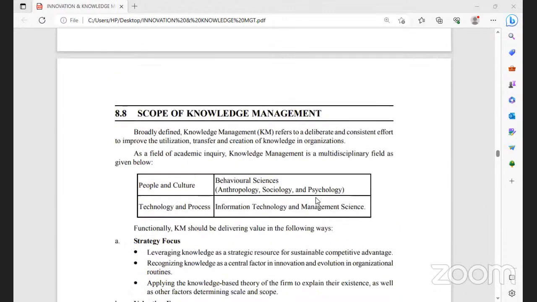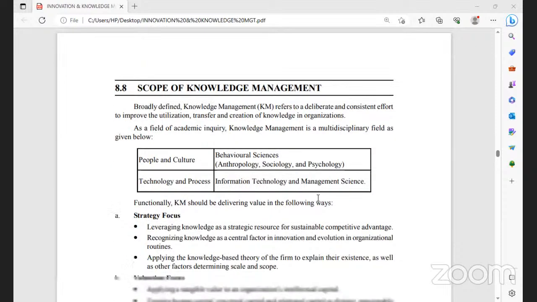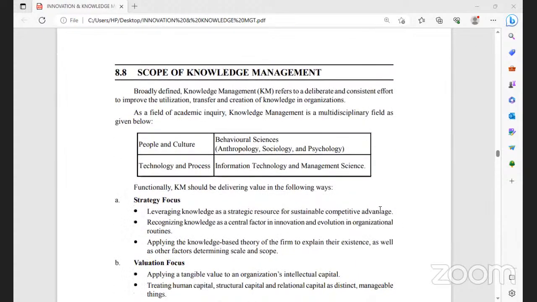Scope of knowledge management. Knowledge management refers to a deliberate and consistent effort to improve the utilization, transfer, and creation of knowledge in organizations. As a field of academic inquiry, knowledge management is a multidisciplinary field covering people and culture, technology and process. People and culture relates to behavioral sciences like anthropology, sociology, and psychology. These are all based upon behavioral sciences or people and culture. Coming to technology and processes, information technology and management science.